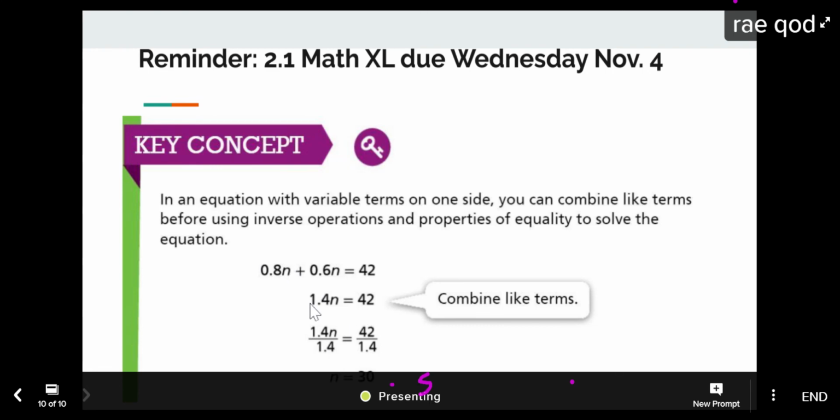So again, on this one, this is exactly what we did. We just combined our like terms, or the terms with the same variable. So 8/10 plus 6/10 gave me 1 and 4/10. And then we do our inverse operation, divide by 1 and 4/10. And that's how we get our answer of n equals 30, which is down here.